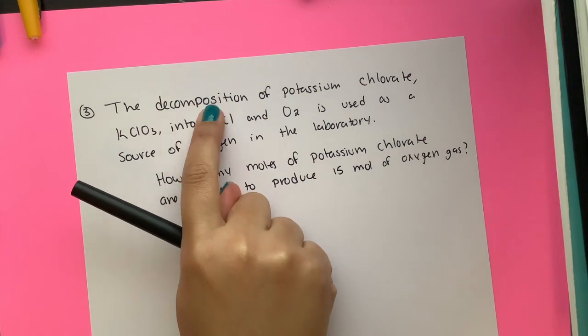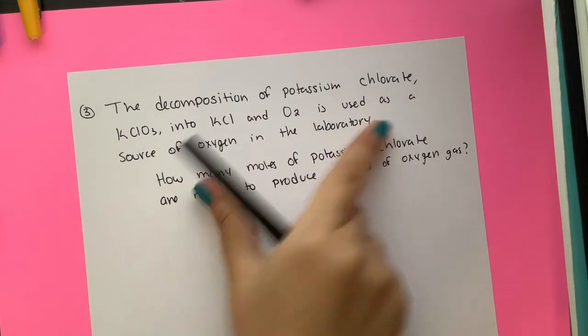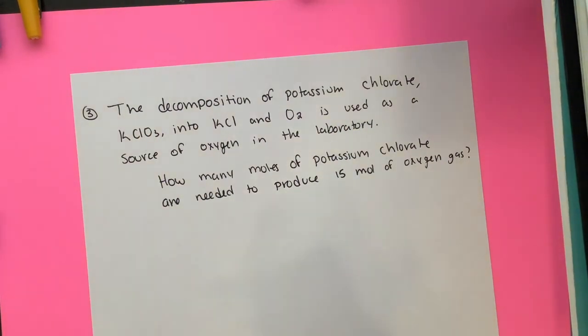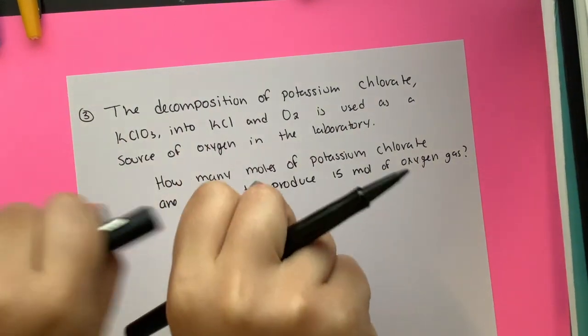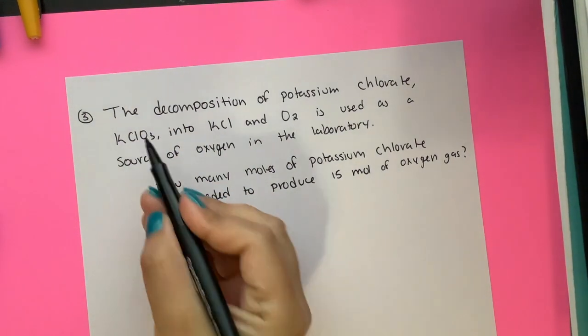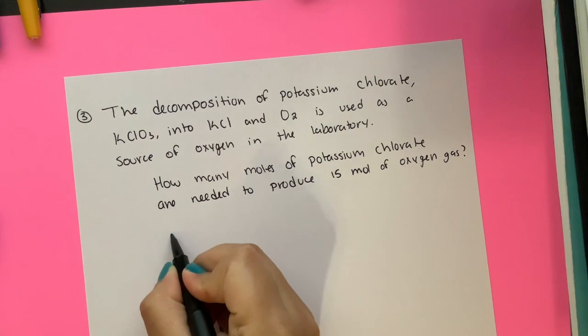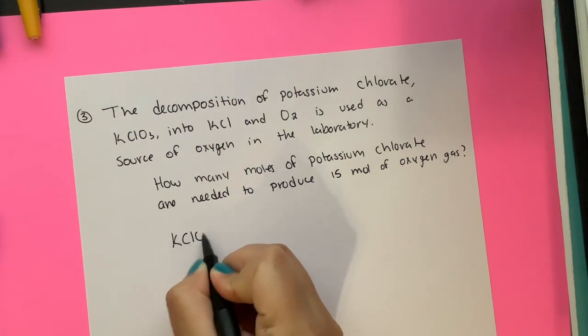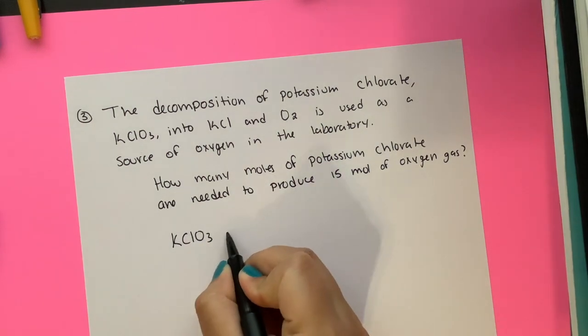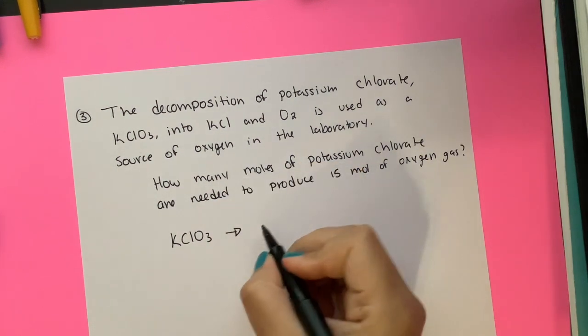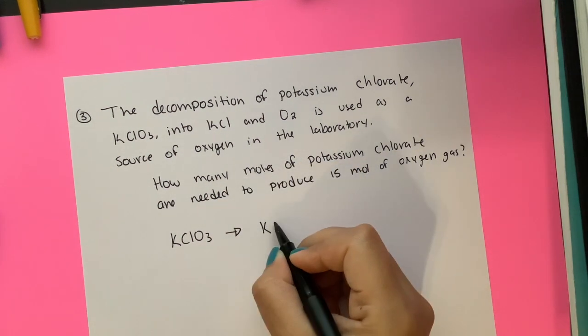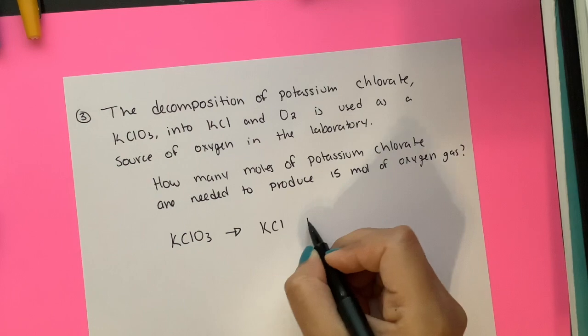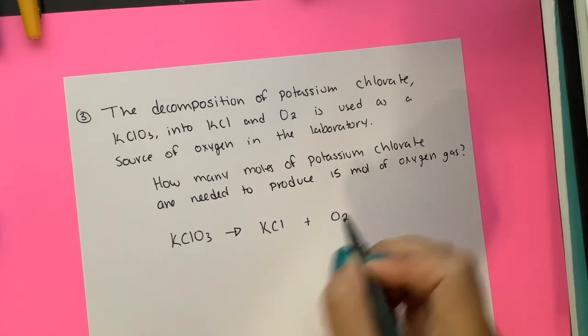Okay, so it says the decomposition of potassium chlorate. We know that this decomposition is we start off with one thing that's going to break up into 2 or more things. Okay, so we're going to start with KClO3, and that's going to decompose or break into potassium chloride and oxygen gas.